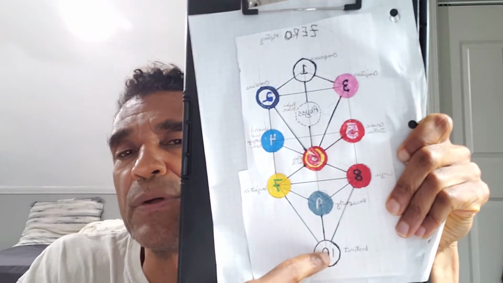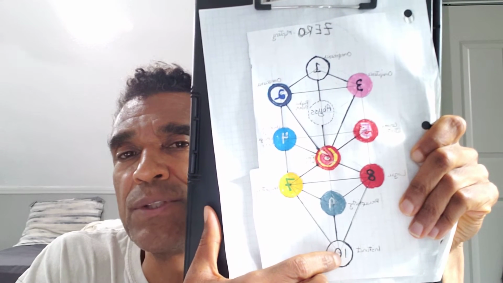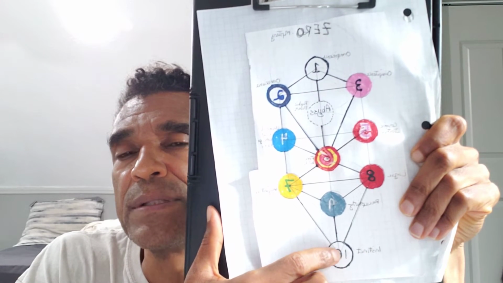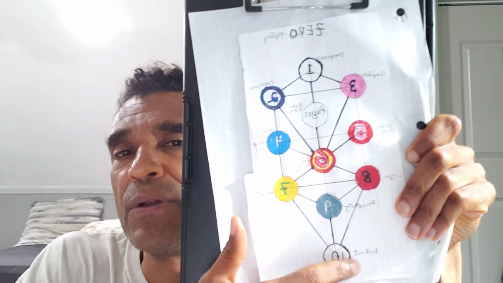Okay, now let's go over the 10 spheres and the abyss and the 0. So the 10th sphere is really like our wild animal consciousness. This is survival of the fittest, the state of nature, kill or be killed.